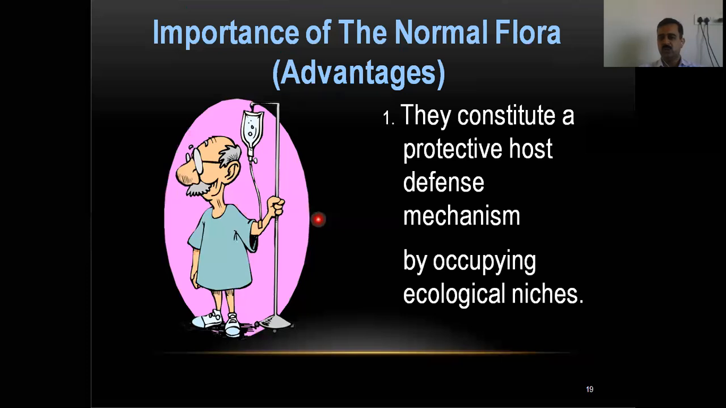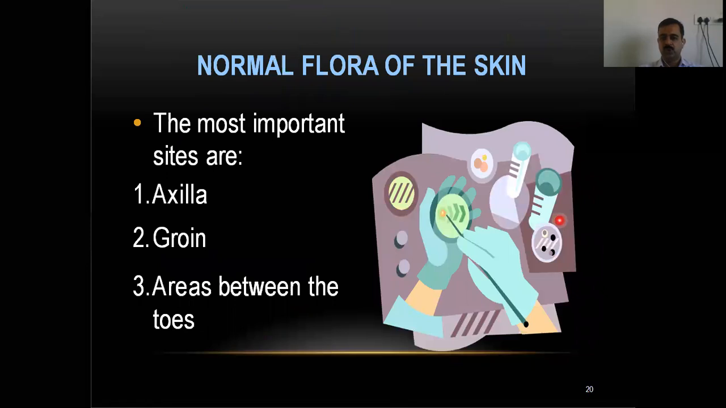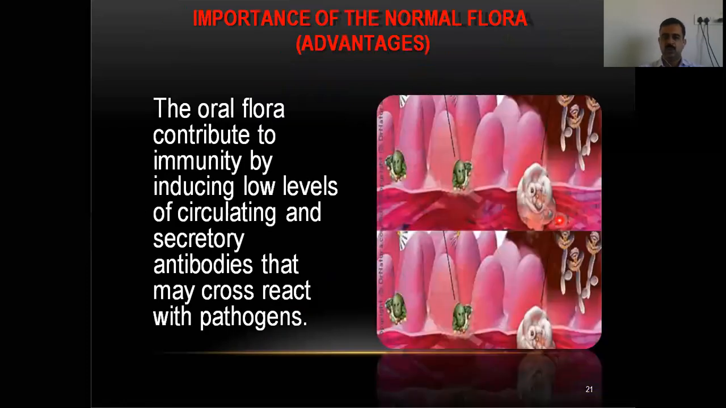But as normal flora, they constitute a protective host defense mechanism by occupying ecological niches. So they have various different functions, and these functions are generally associated with different organs of the immune system. Most important sites: axilla, groin, areas between the toes. The oral flora contributes to immunity by inducing lower levels of circulating and secretory antibodies that may cross-react with pathogens. So inside the saliva itself, we have specific cells which are helpful for killing the pathogens that come to the oral cavity.